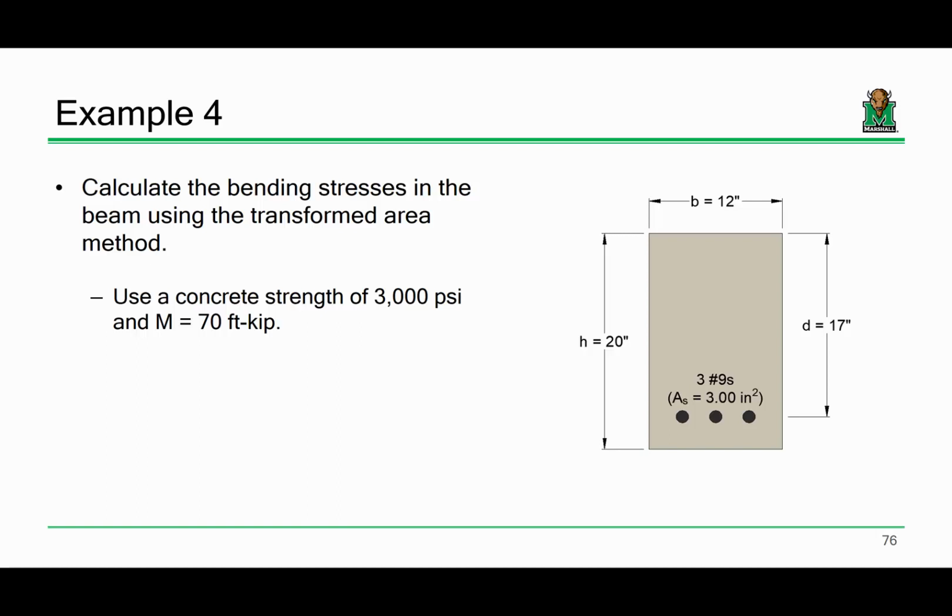So what I want to do is look at computing a cracked moment of inertia, and particularly at computing bending stresses in this beam. We have a beam that is subjected to 70 foot-kips. Maybe the first question we'll answer is, has this beam cracked? The question says calculate the bending stresses. Well, the beam is subjected to 70 foot-kips. What if the cracking moment is 120 foot-kips? Maybe all you have to do is sigma equals My over I and go home. Well, let's see what happens. Let's see what the bending stresses look like.